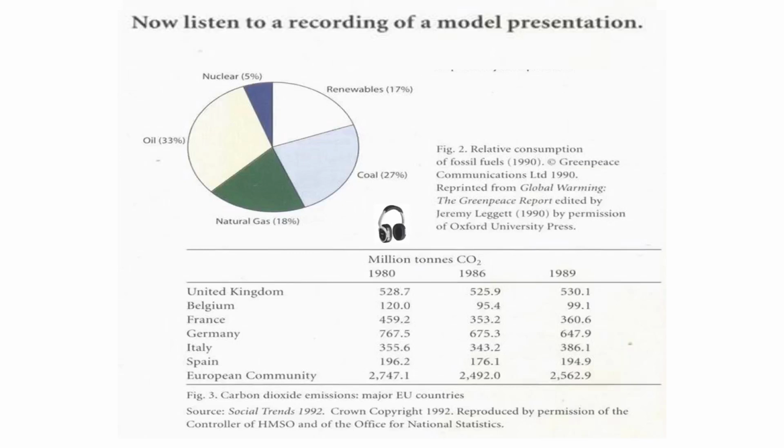German emissions were at least falling, but in 1989 stood at 647.9 million tonnes. The most impressive fall is in France, from 459.2 to 60.6, much lower than either Germany or Britain.